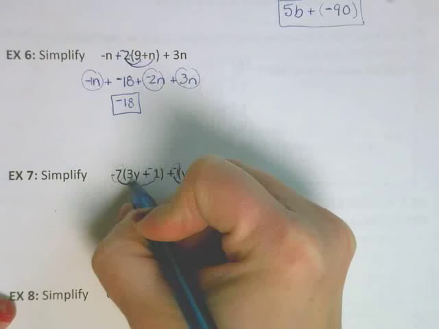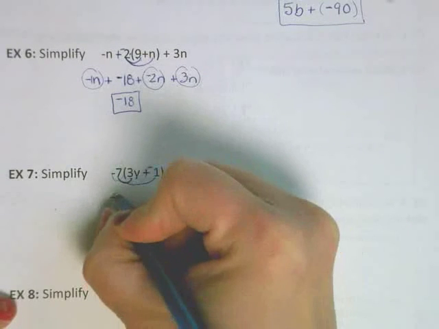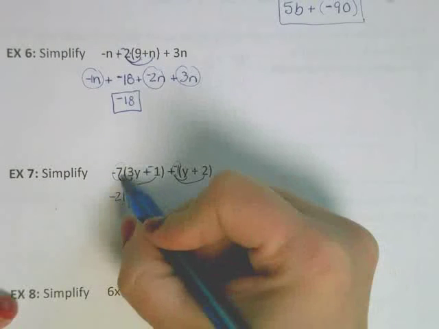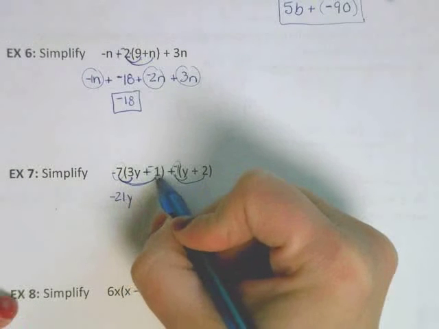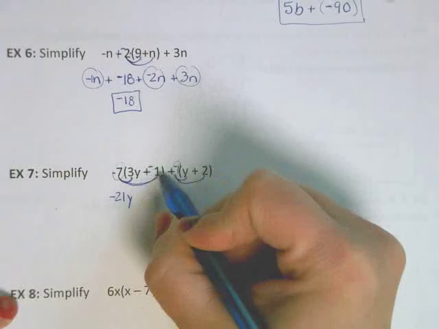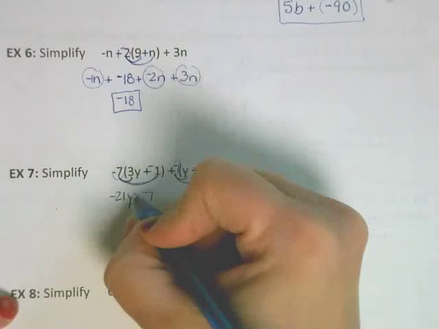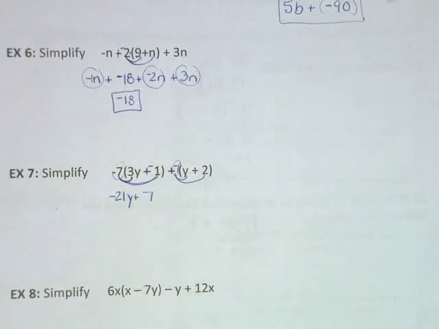Negative 7 times 3y. Negative times a positive is a negative 21, and it's still times a y. And then don't forget, we also have to do negative 7 times this guy. So negative 7 times a negative 1, negative times a negative becomes a positive. And we still put that plus right in between us.